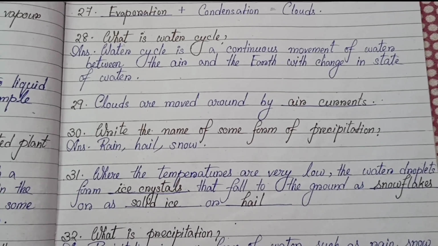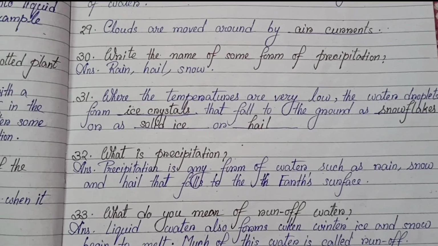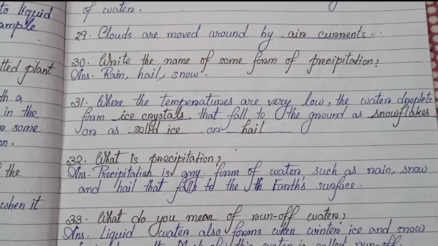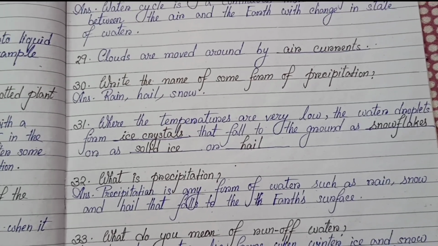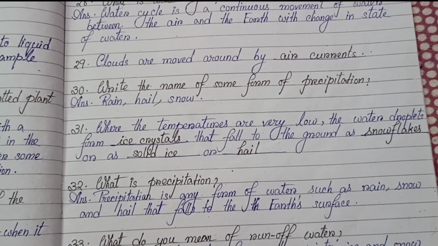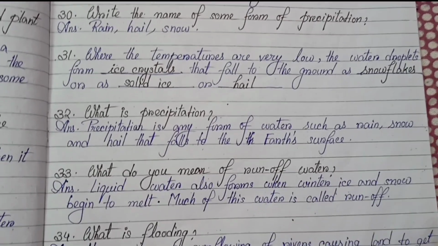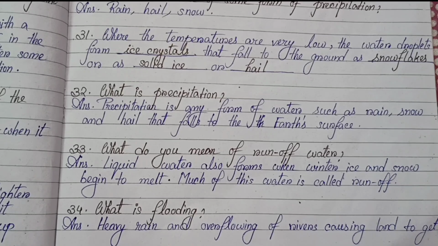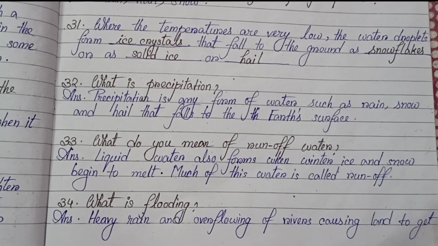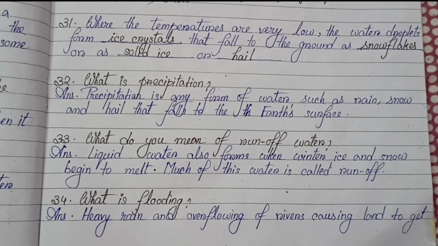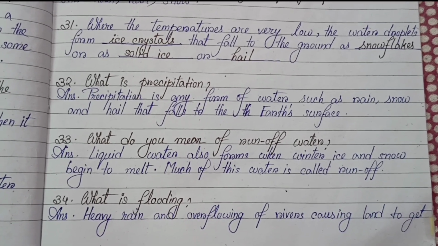30. Write the name of some forms of precipitation: rain, hail, snow. 31. Where the temperatures are very low, the water droplets form ice crystals that fall to the ground as snowflakes or as solid ice or hail. 32. What is precipitation? Precipitation is any form of water such as rain, snow, and hail that falls to the earth's surface.